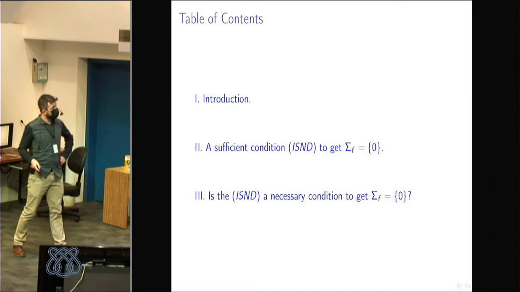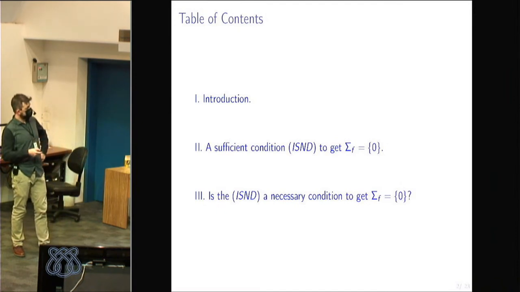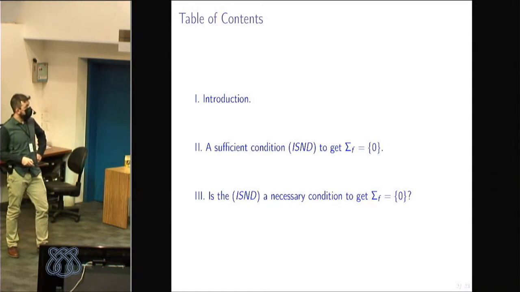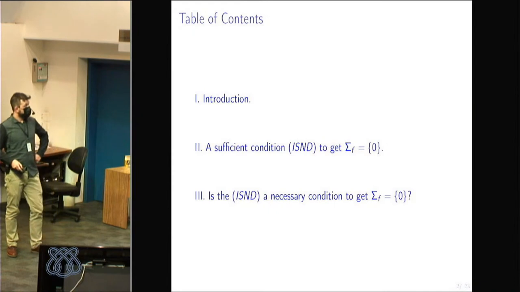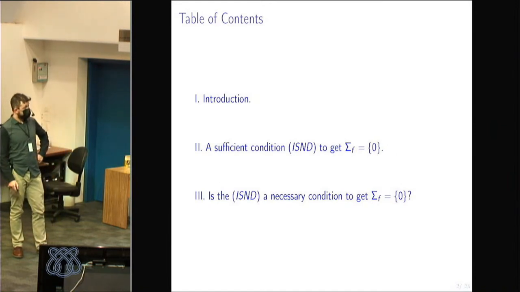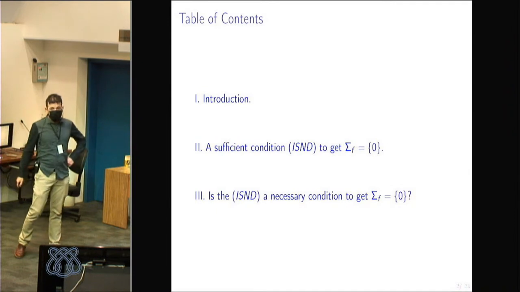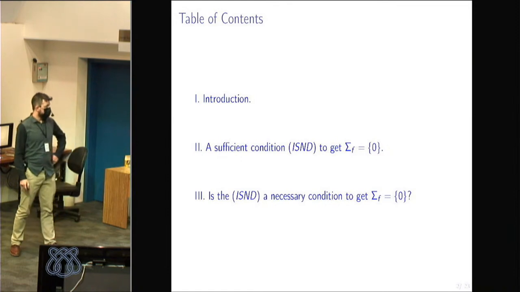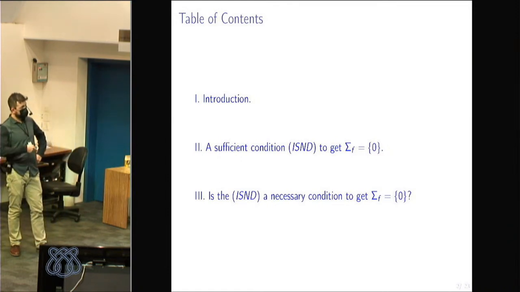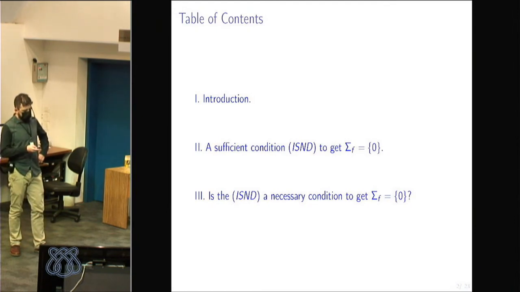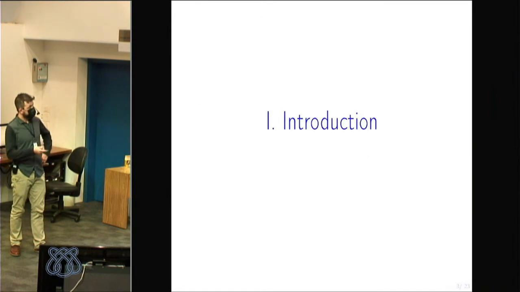I divide the talk into three parts. In the first part, I make an introduction, the motivation and the results. In the second part, I give a sufficient condition that we call ISND, inner strongly non-degeneracy, in order to get isolated singularity. And in the last part, I will discuss whether this condition is also necessary to get isolated singularity. Okay, let's go.